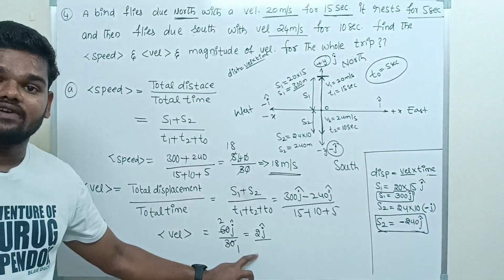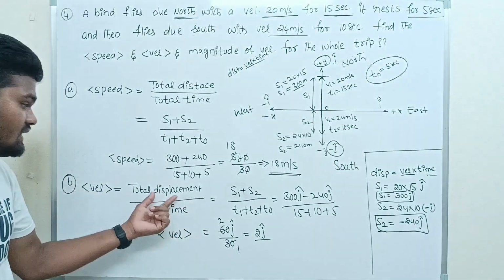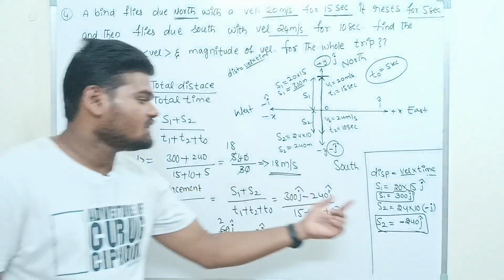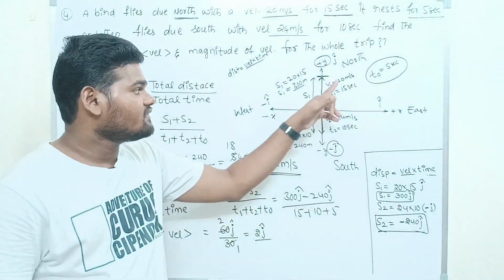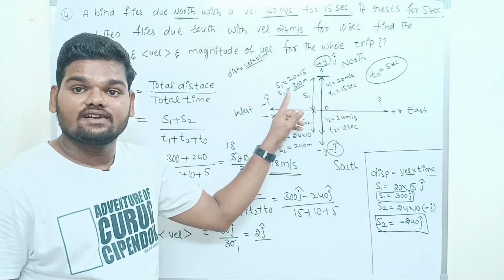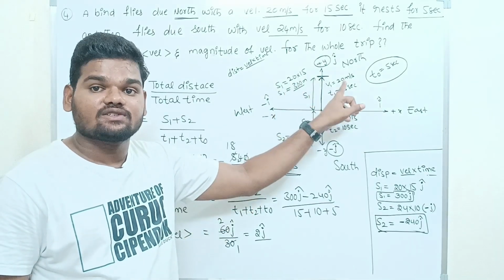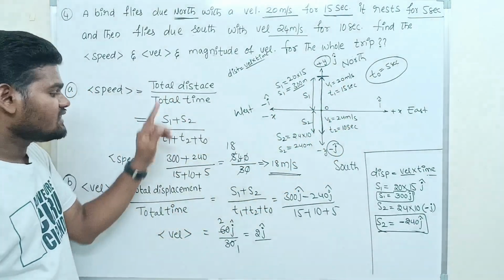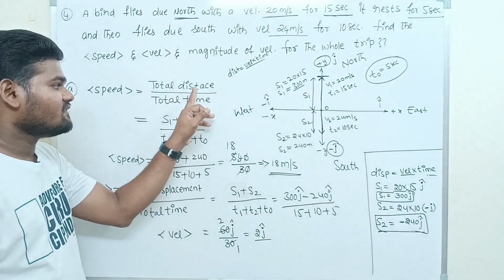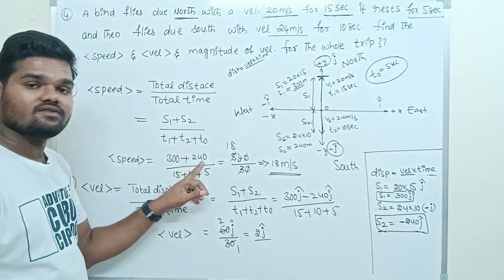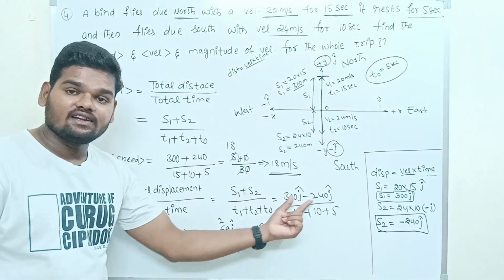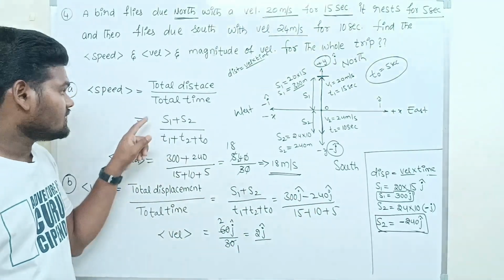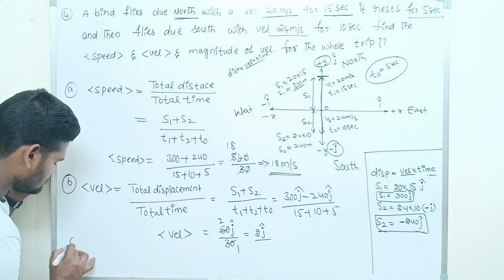So likewise you have to find average velocity. Displacement depends upon what? Direction. So plus J cap, minus J cap. They are given velocity and time, so we can find the displacement. Displacement is equal to velocity into time. The difference between these two is that here we took 300 plus 240 and did not consider the direction, but here we consider the direction. That is the difference between distance and displacement.